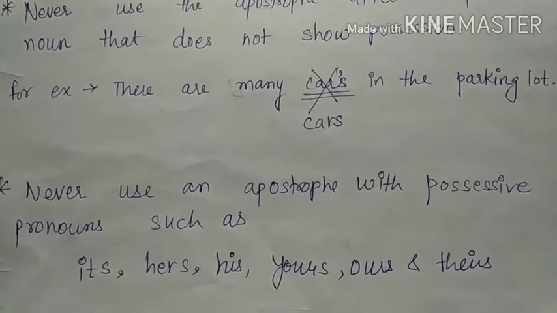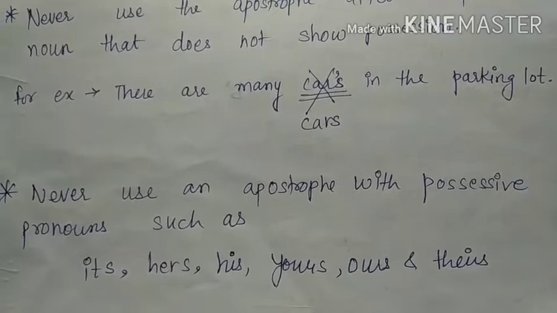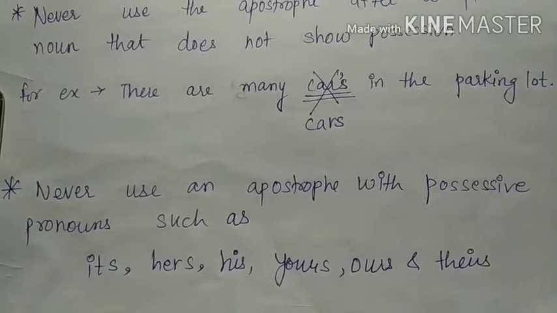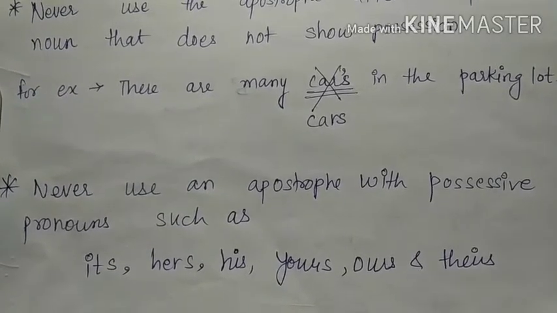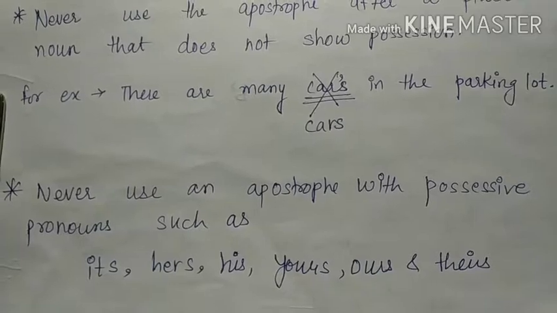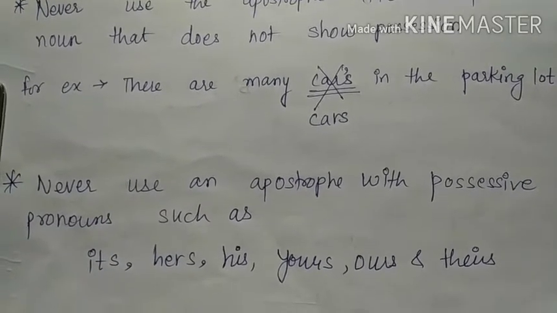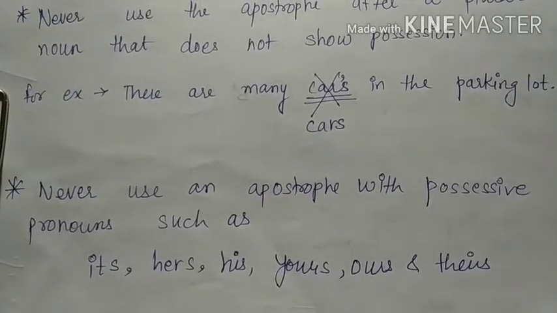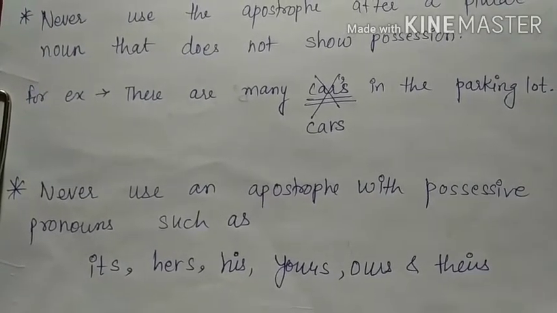Now, never use an apostrophe with possessive pronouns. जहाँ पे भी possessive pronouns हो, like its, hers, his, yours, ours and theirs, वहाँ पे भी हमें apostrophe नहीं लगाना चाहिए. They do not require any apostrophe as they already show possession.